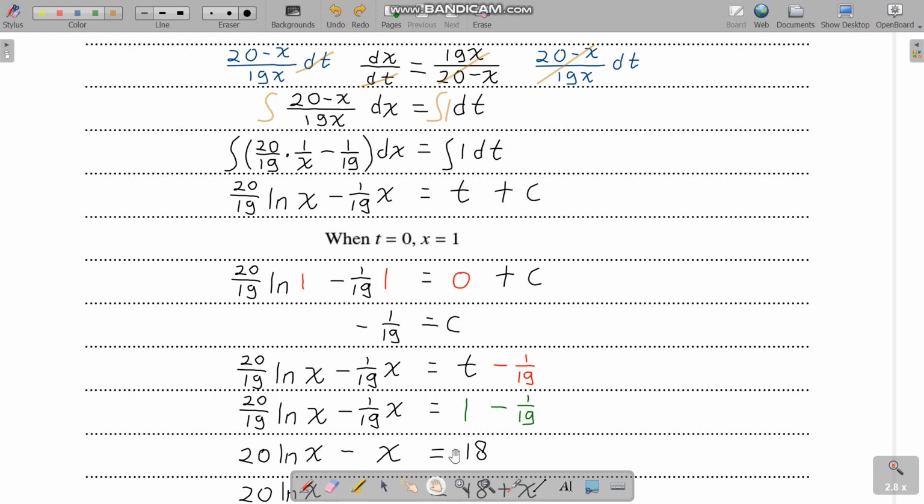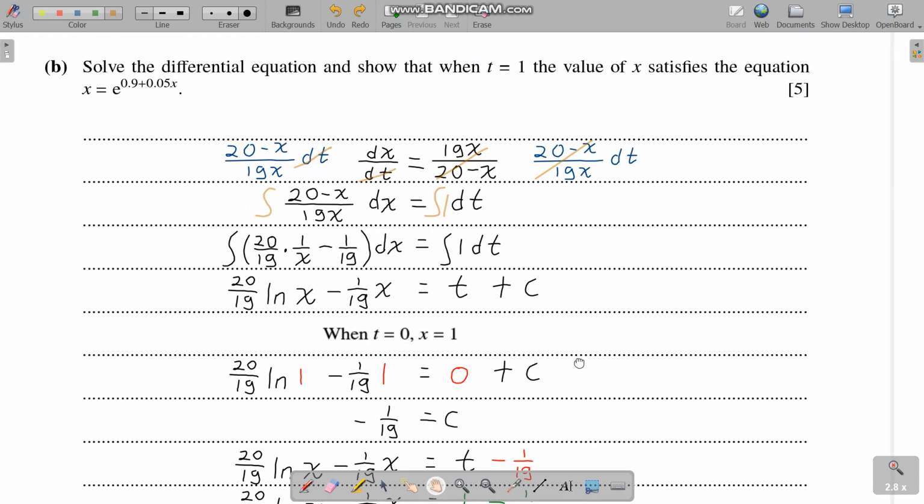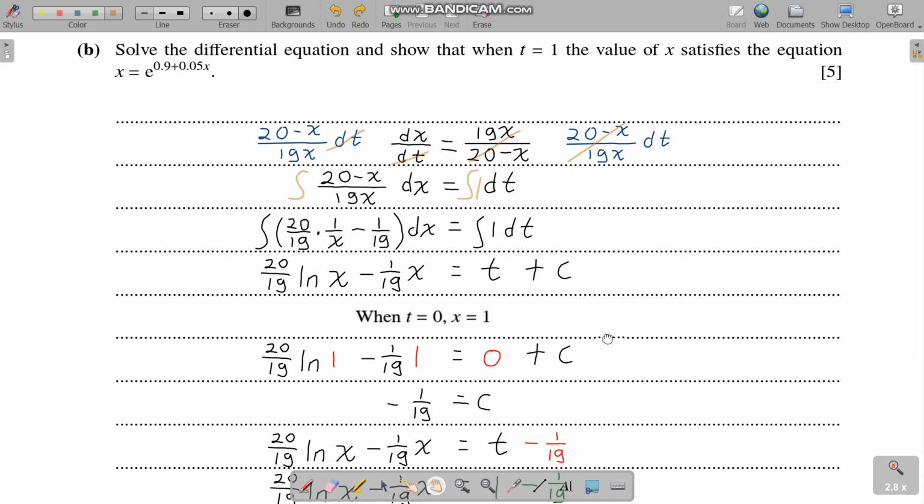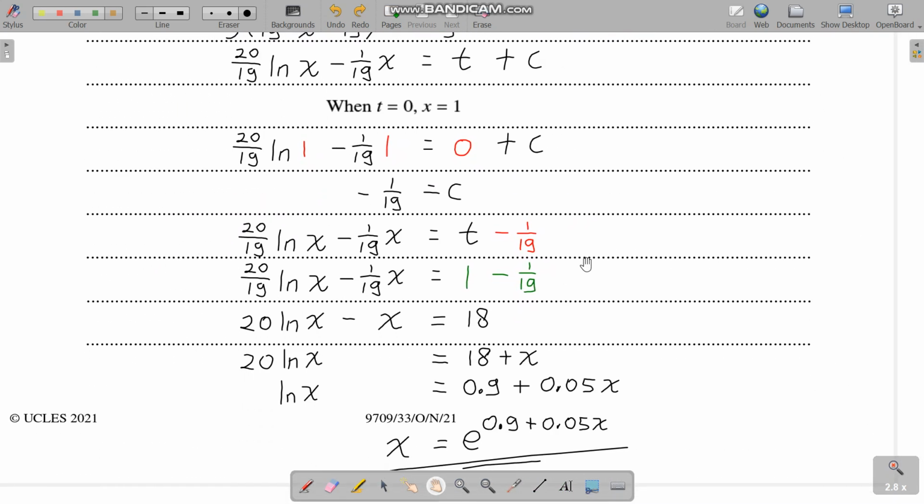Now we need to find the x when t equals 1 and show that it's in the form we need to prove. So we replace the t with 1. 1 minus 1 over 19, so that's 18 over 19. Actually here we multiply both sides by 19 to get rid of the fractions. So when we multiply, we just get 20 ln x. When we multiply, we just get minus x. And here this is 19 minus 1, which is 18.